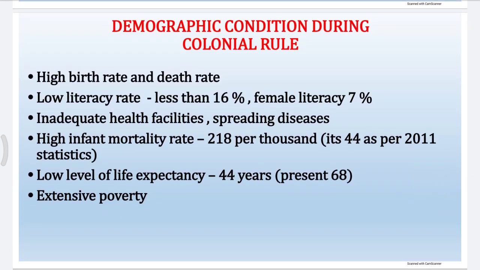High birth rate and death rate was one of the most important features of colonialism. The literacy rate was very low. The overall literacy rate was less than 16%, and the female literacy rate was only 7%.